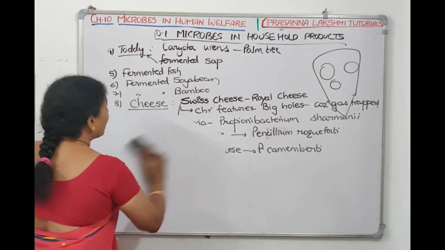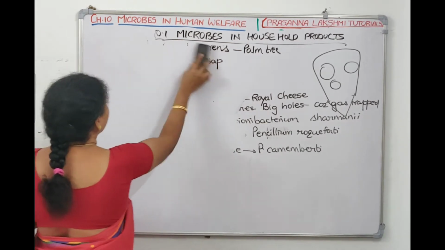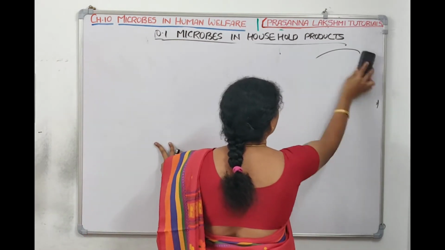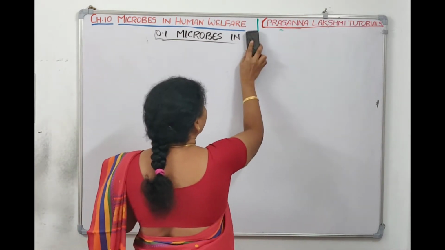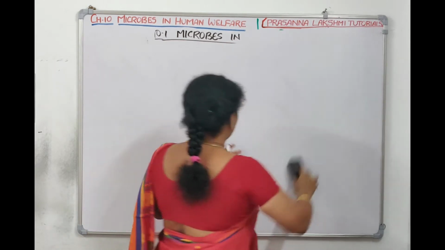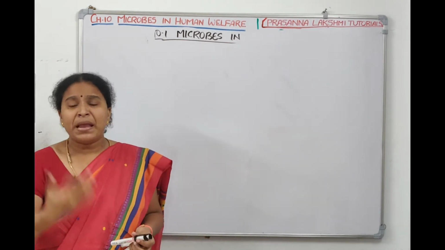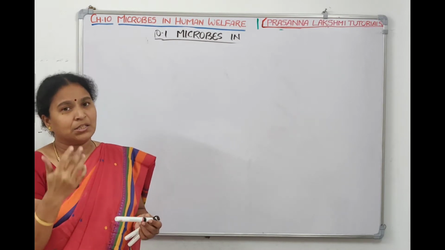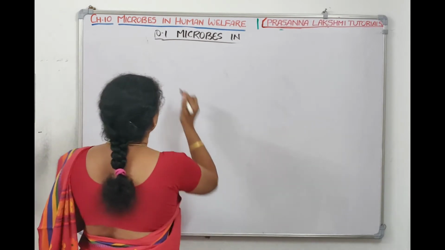Right, now when it comes to the next topic, what is that? 10.2 microorganisms in industrial products. There are many industrial products where microorganisms are used, but we cannot do all of them. The main industrial products are alcohol, beverage industry and antibiotic industry, pharmaceutical industry, that we will discuss.